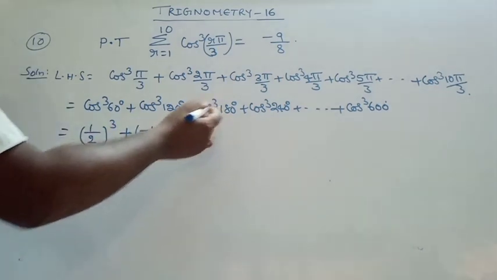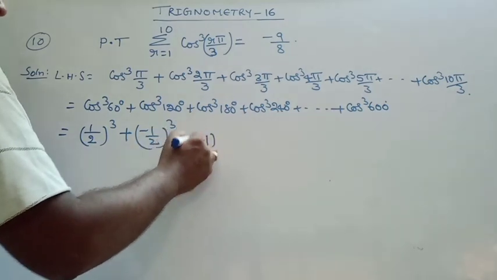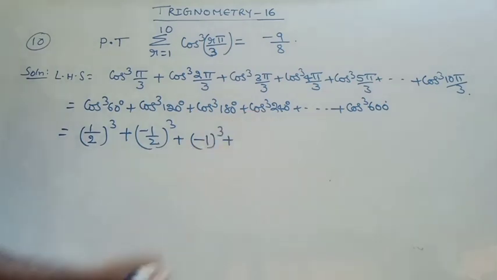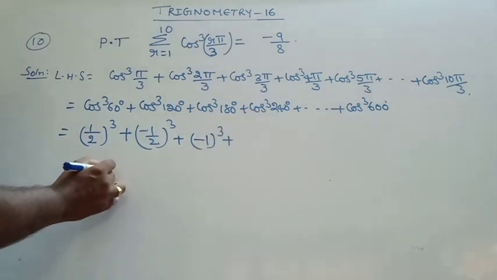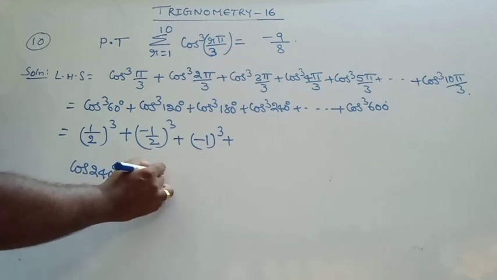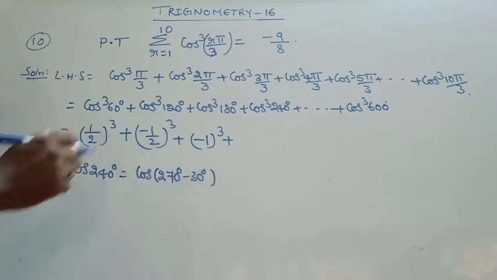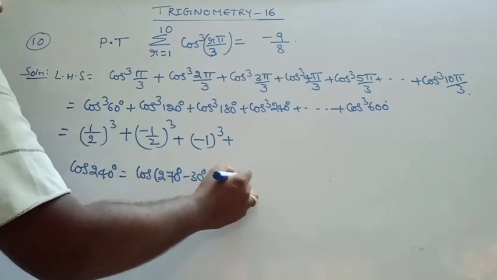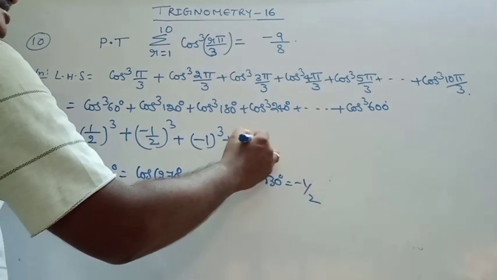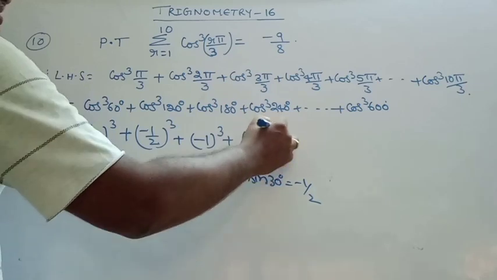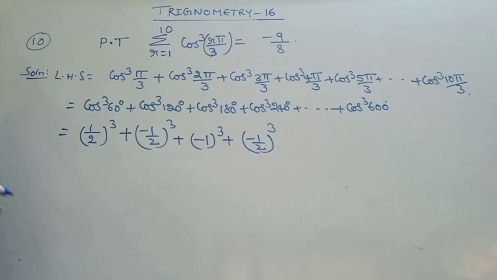Next cos cube 180 degrees, that becomes cos 180 degrees value is minus 1, this is now minus 1 whole cube. Next cos cube 240 degrees. Now cos 240 degrees, how will you do it? This is cos of 270 degrees minus 30 degrees, you can write. 270 minus theta, it is in the third quadrant, therefore it becomes minus sin 30 degrees, right? And this is minus 1 by 2, so this becomes minus 1 by 2 whole cube. Cos cube 240 degrees you write like that.